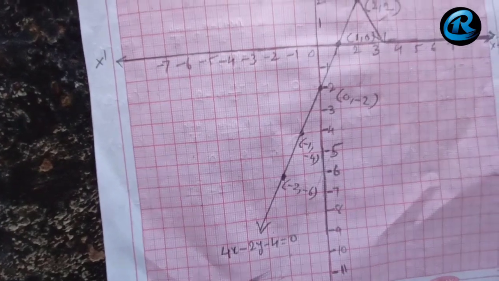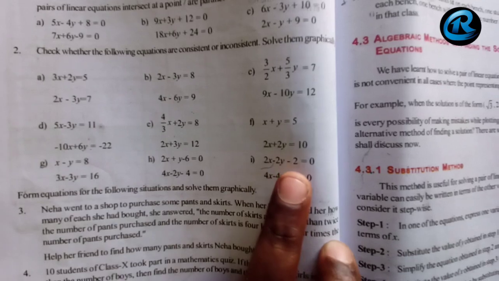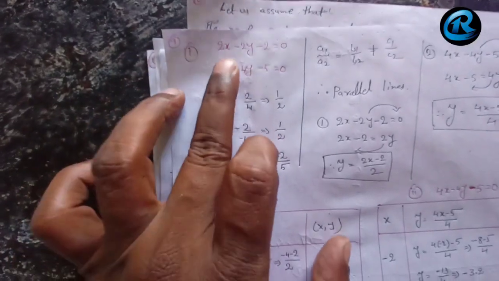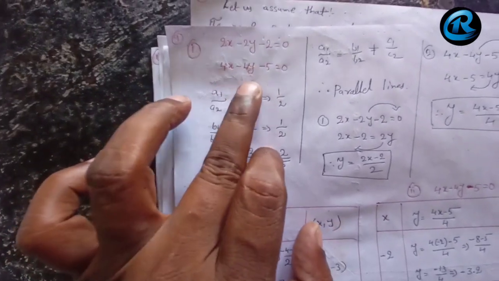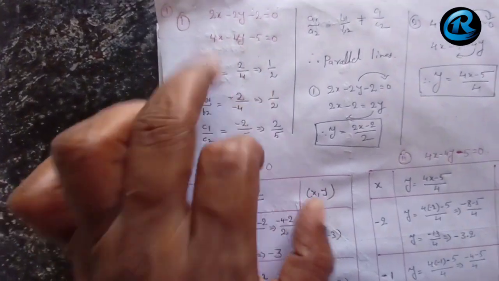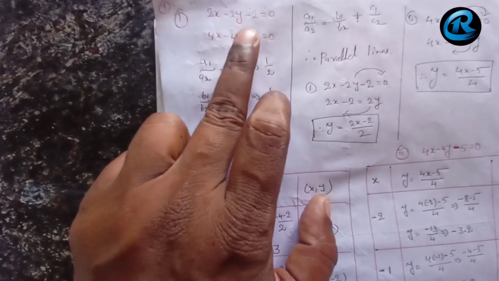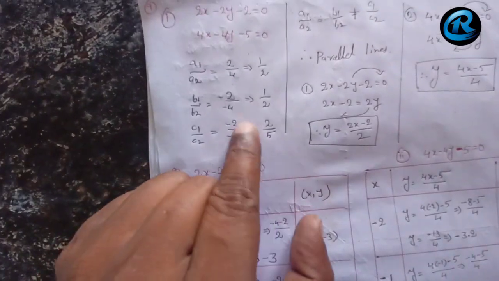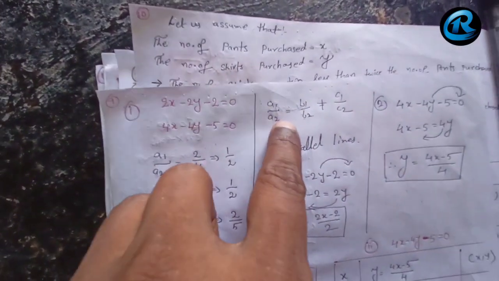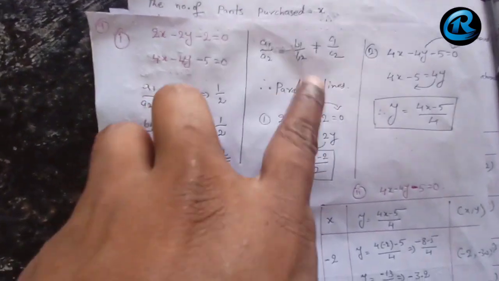The last question of this bit: 2x minus 2y minus 2 equal to 0, 4x minus 4y minus 5 equal to 0. The same question here. a1 by a2, 2 by 4, 1 by 2. b1 by b2, minus 2 minus 4, so again it is 1 by 2. c1 by c2, minus 2 minus 5, so minus minus get cancelled, 2 by 5. So here a1 by a2 is equal to b1 by b2 is not equal to c1 by c2. That means we are going to get parallel lines.